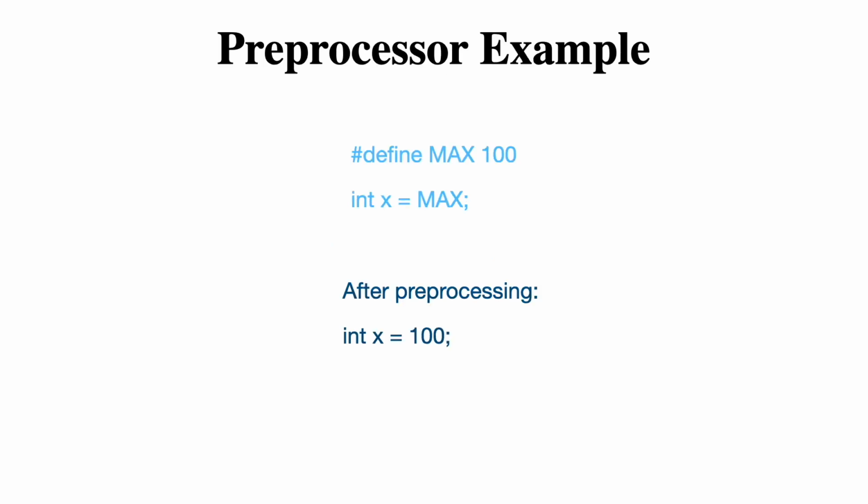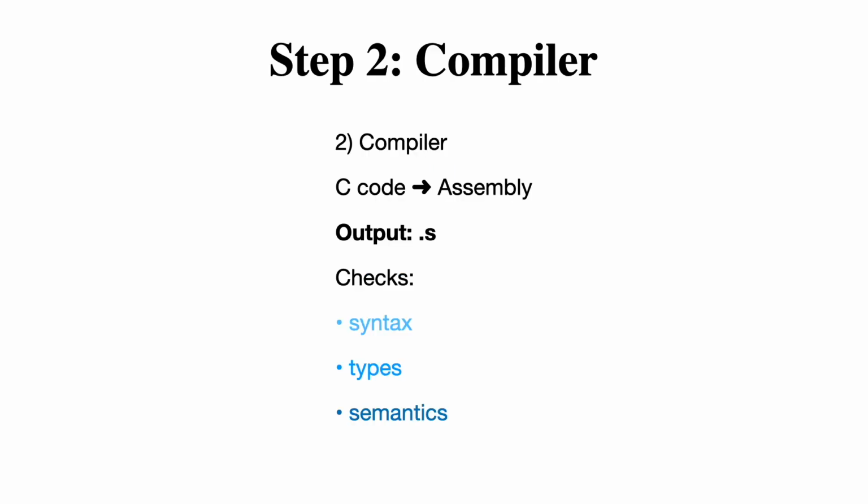For example, you are seeing in the slide that hash define MAX 100 is just a replacement. After preprocessing, the compiler sees int x equals 100. So if you mess up macros or includes, you do not get a C error. You get preprocessor problems.